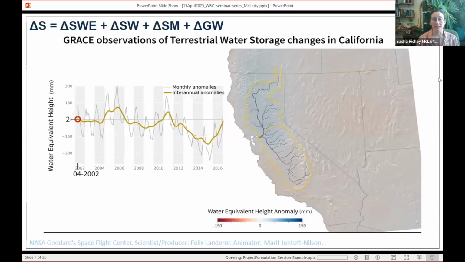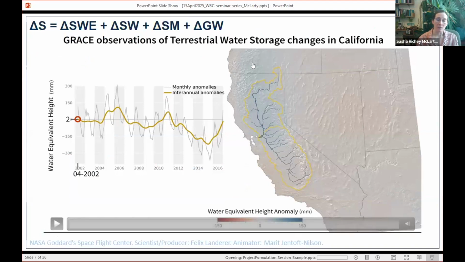I'm going to show you, this is from California. Sorry, I don't have a cool graphic like this for Washington yet, but I want you to see what the GRACE data look like. So on the right, we have the Sacramento San Joaquin River basins outlined in yellow here. And as this time series progresses, you'll see the spatial distribution of these water storage anomalies.